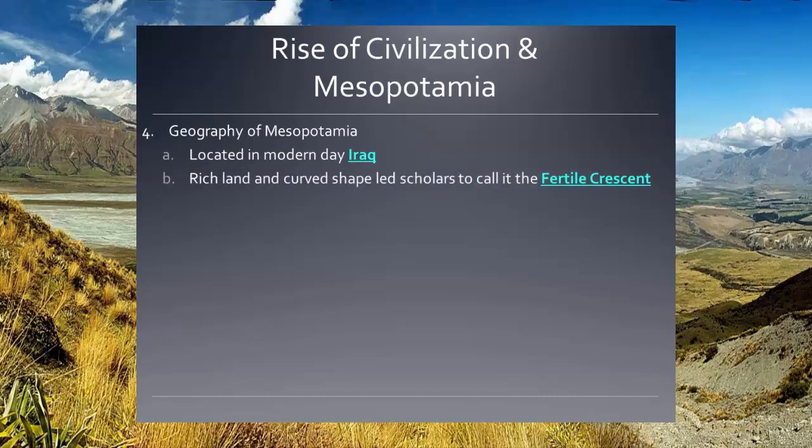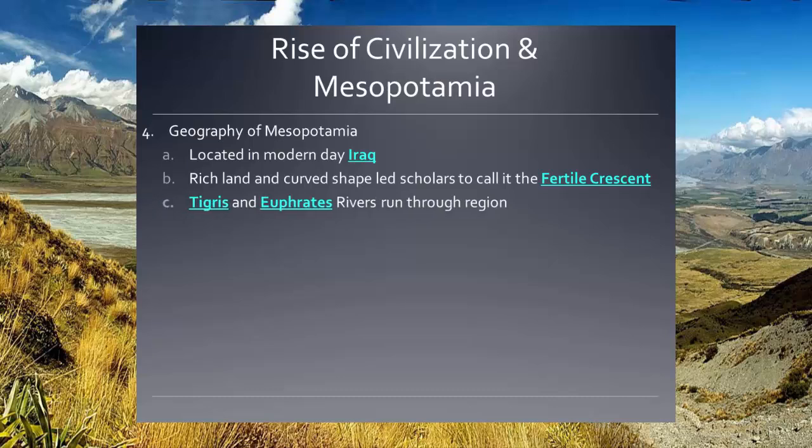Because of how the rivers flow and the foliage of the land, the curved shape has led scholars to call it the Fertile Crescent. Fertile meaning that it's able to produce a lot of agriculture, and crescent simply referring to the fact that it's kind of an arc. Think of like a crescent moon.